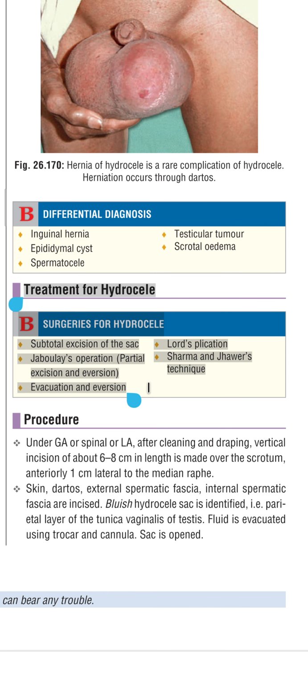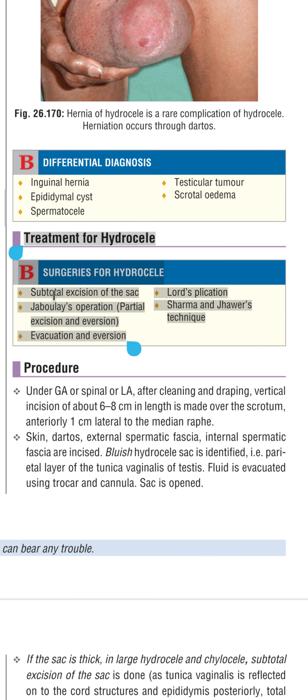Treatment for hydrocele: surgeries for hydrocele include subtotal excision of the sac, Jaboulay's operation, partial excision and eversion, Lord's plication, Sharma and Joyce technique, evacuation and eversion.